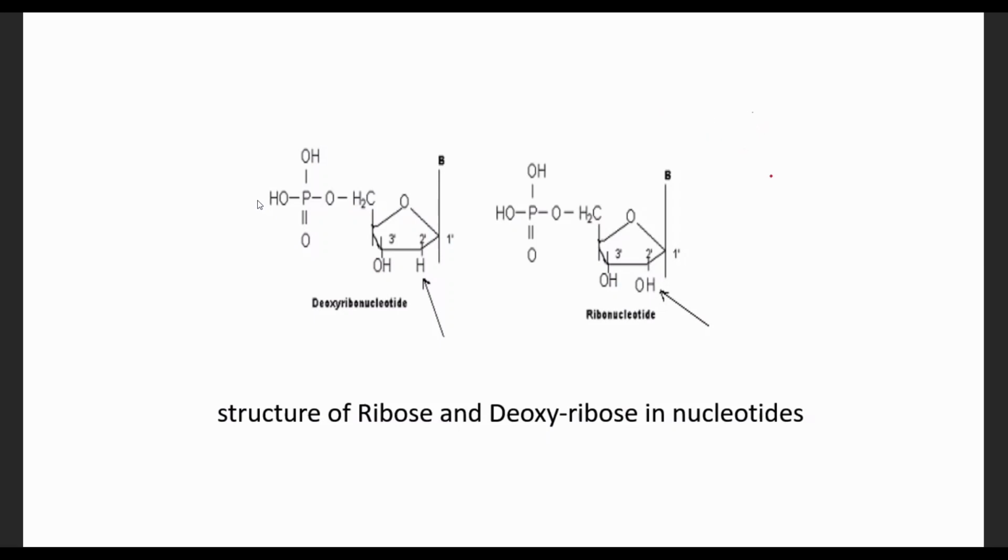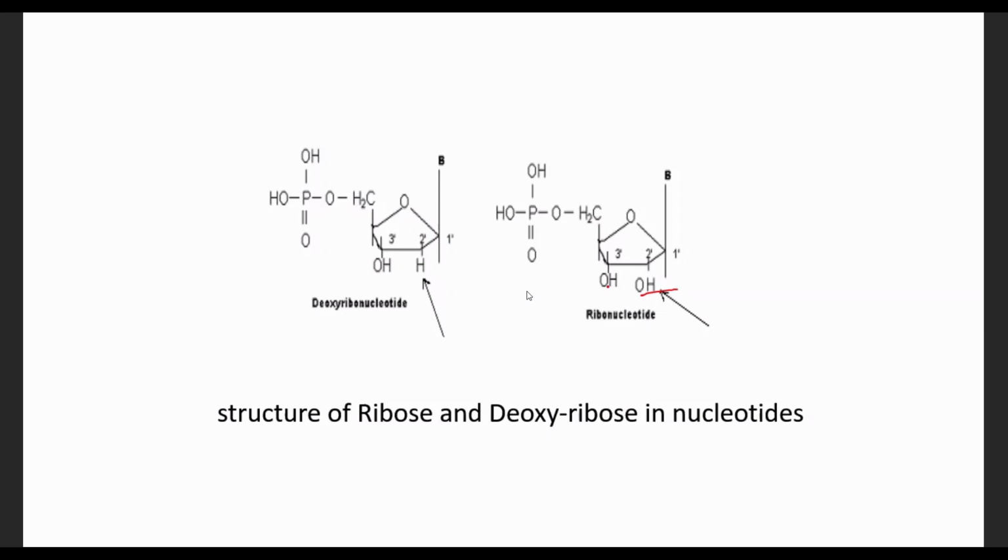Okay, DNA contains deoxyribose sugar. It is the deoxy form. It lacks oxygen at carbon number 2. RNA contains a hydroxyl group at carbon number 2, and this makes the RNA molecule less stable than the DNA molecule because of the unreacted OH group.